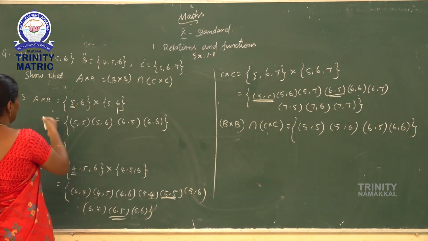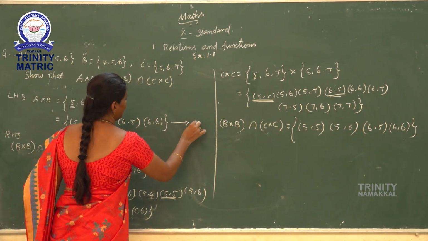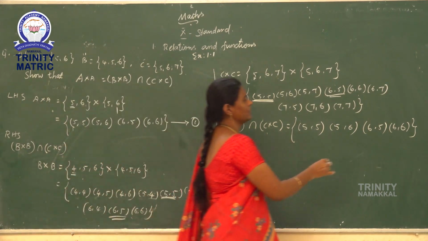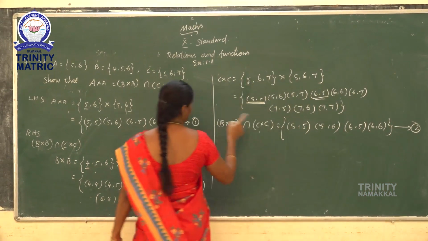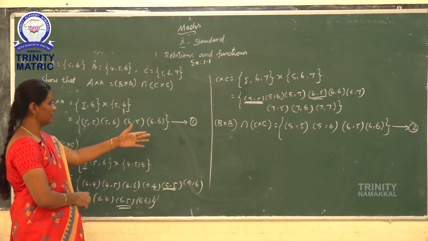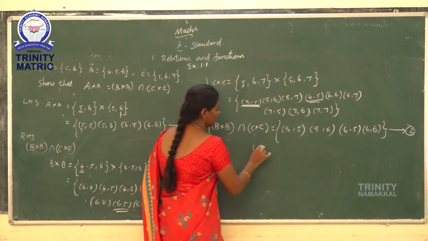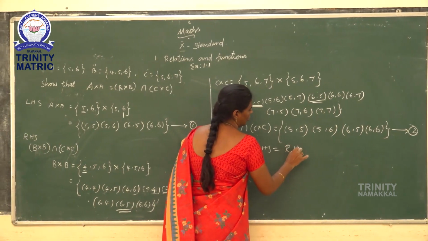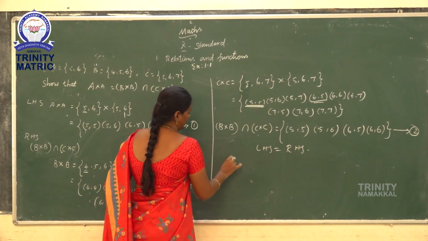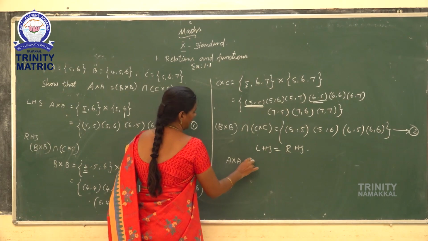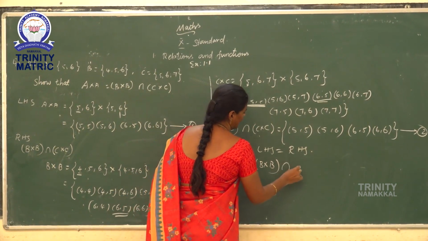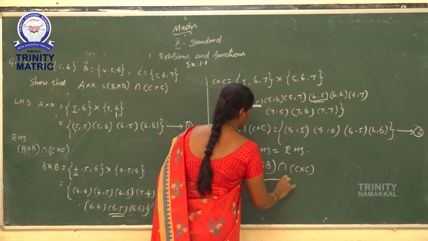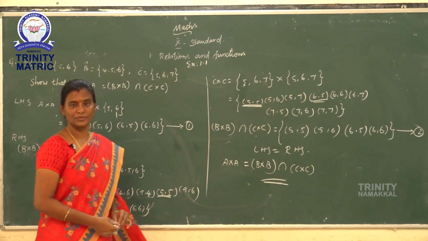See here, take the left hand side. This is equation number 1. This is equation number 2. From these two equations 1 and 2, the elements are equal. So LHS is equal to RHS. So A cross A is equal to B cross B intersection C cross C. Hence shown.